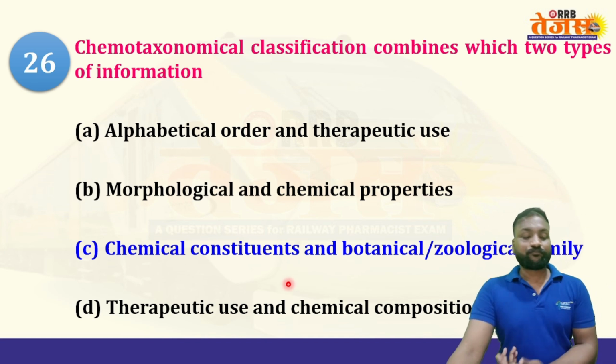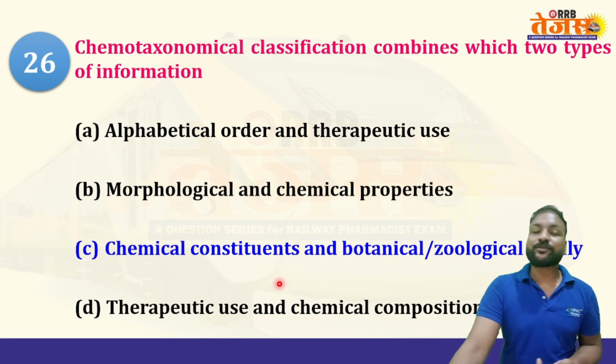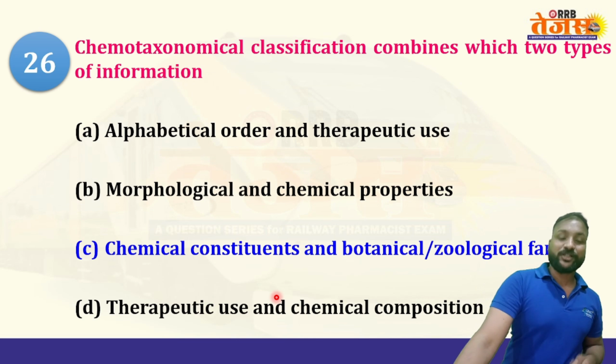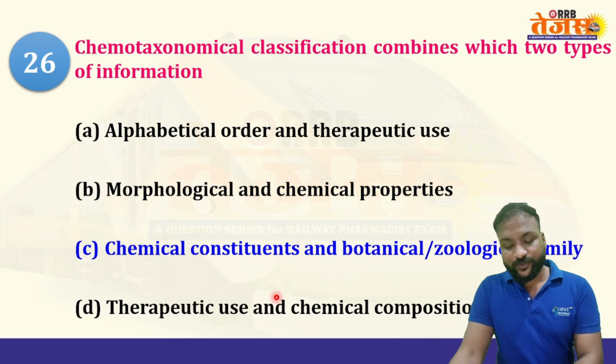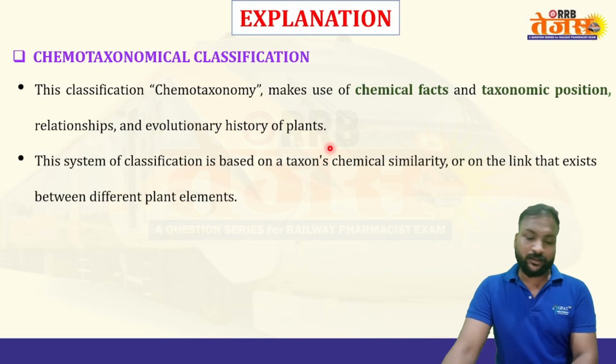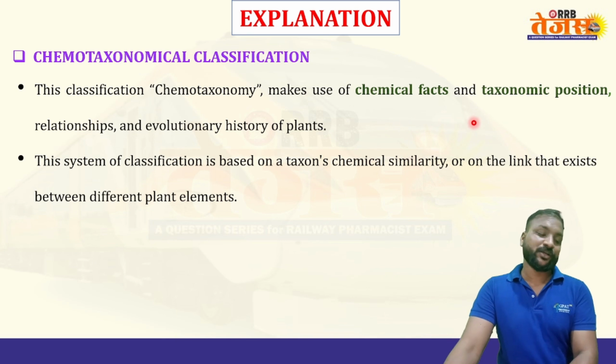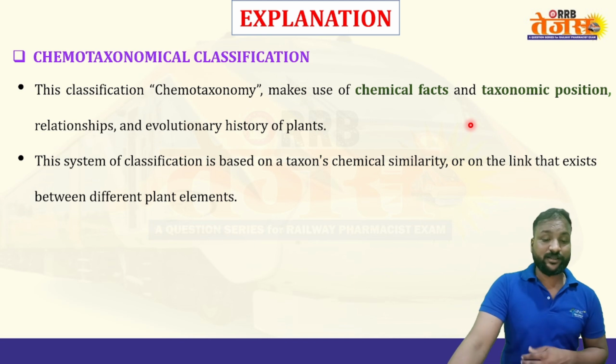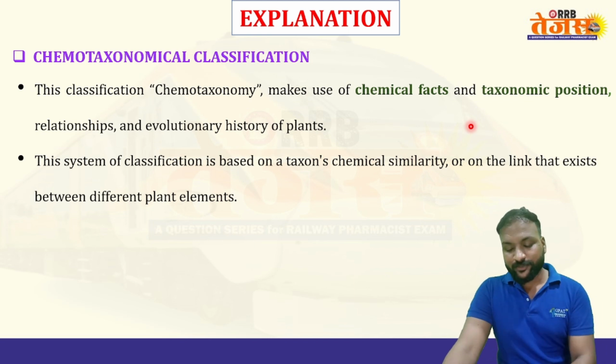So that's the reason chemotaxonomic classification has to do with chemical constituents and botanical and zoological family. That's the right answer for this one. So, chemical facts and taxonomic position and their relationships and evolutionary history of plants. That is chemotaxonomical classification.